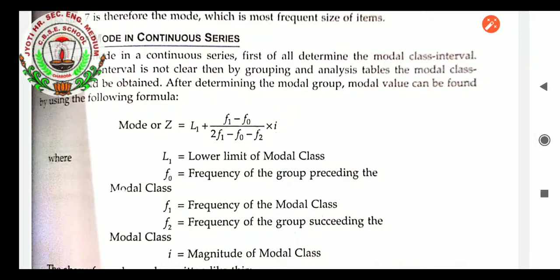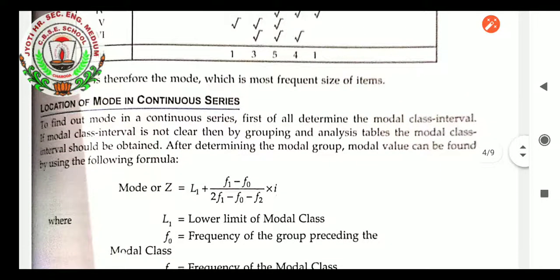So the very first thing is that it is time consuming. The second thing is that the accuracy depends on the manual work of the person. If any error arises, then the answer will definitely be wrong. So the grouping table and analysis table are very easy to draw, but still they need time so that accuracy will be obtained.